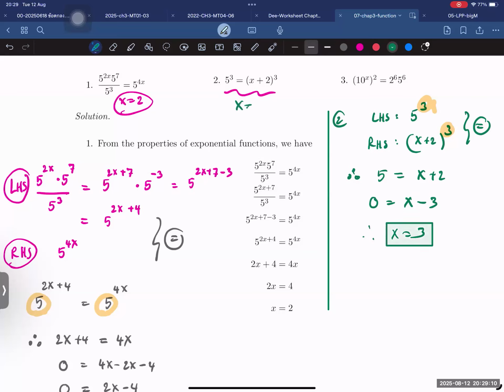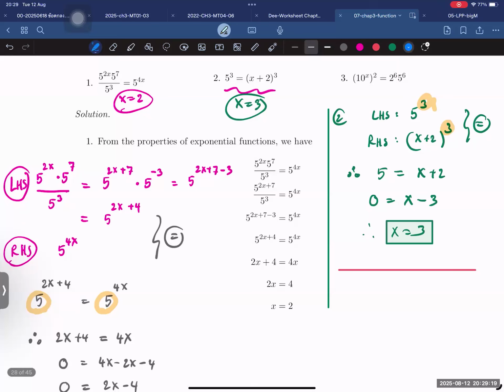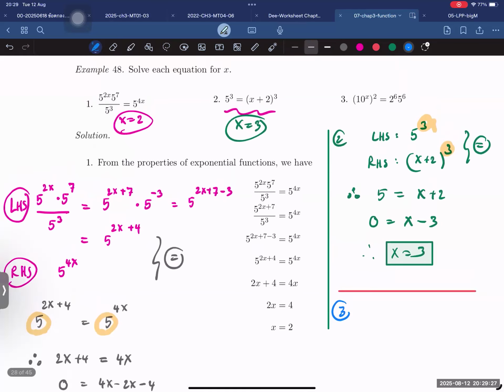So in this case, x must be 3. How about number 3? Number 3, this one looks difficult, right? Number 3, I start with the right-hand side first. On the right-hand side, we see that we got 2 to the power of 6 times 5 to the power of 6.